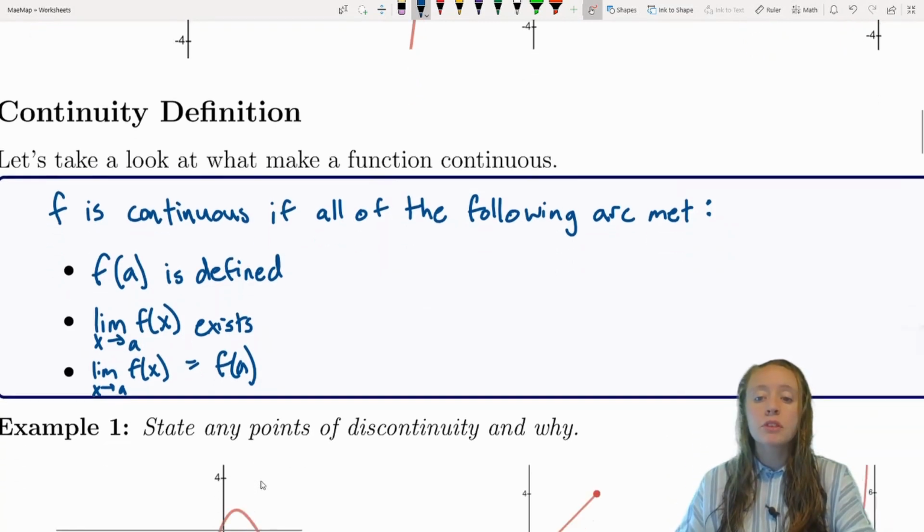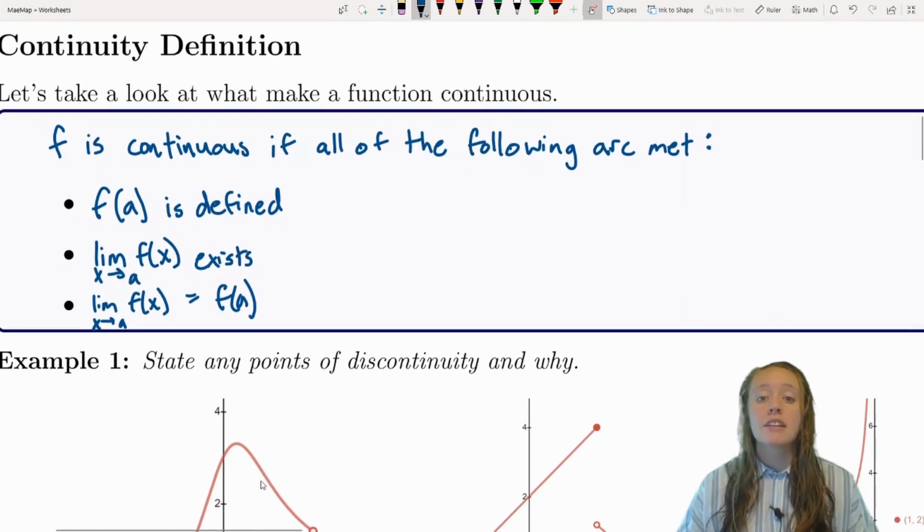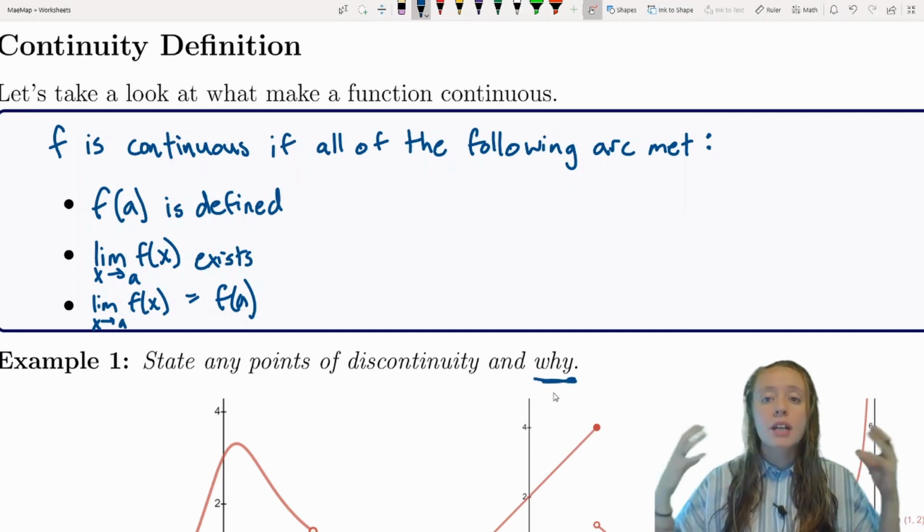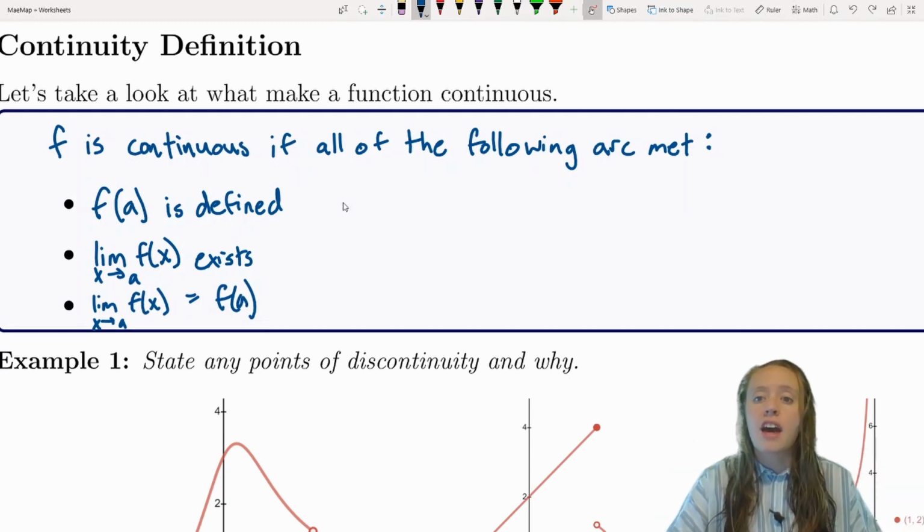So as we move on to example 1, we're going to state any points of discontinuity, but we're also going to state why. I think this is helpful for really driving home the concept of a function being continuous. So if f of a isn't defined, we're going to say that it's discontinuous because of that. If the limit doesn't exist, we're going to state that. So we're going to look at these three conditions for a function being continuous and see which fails.